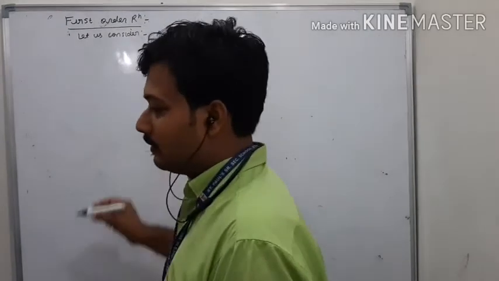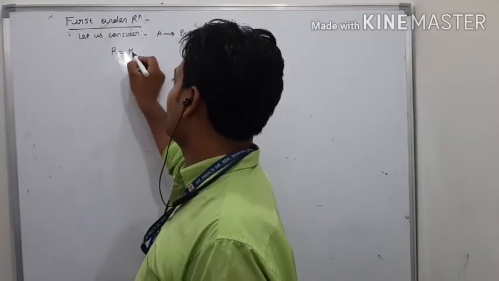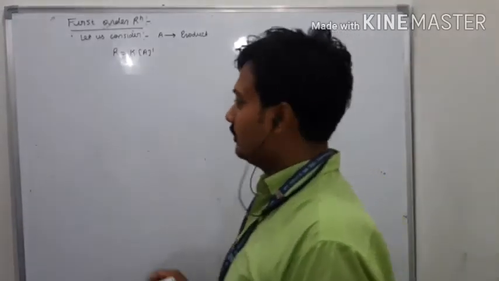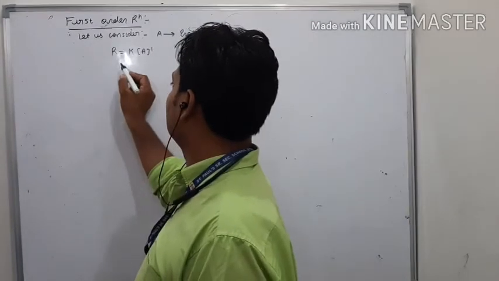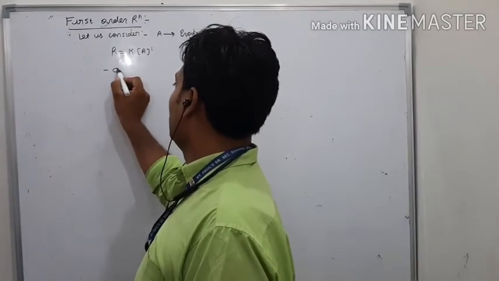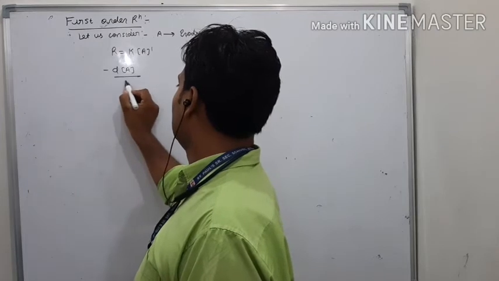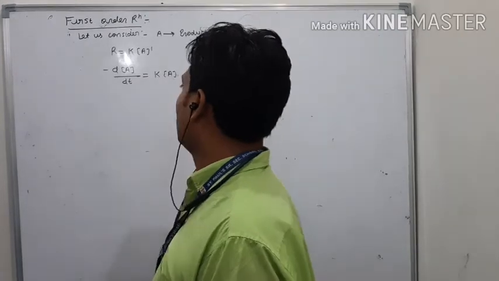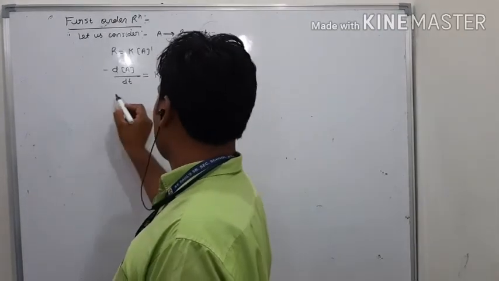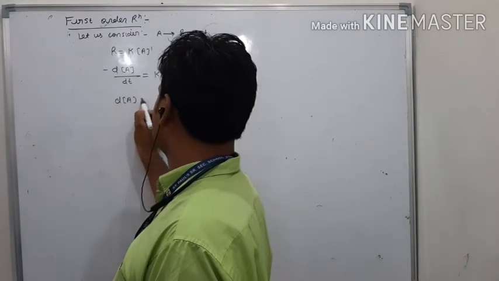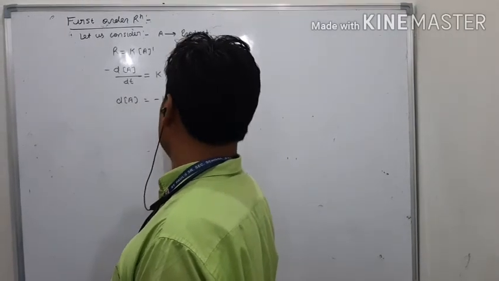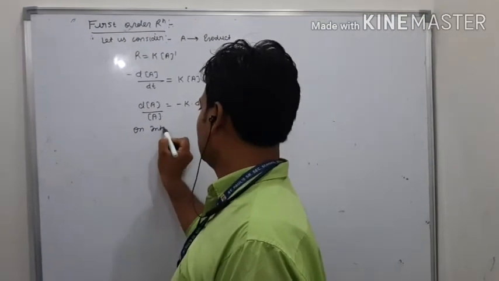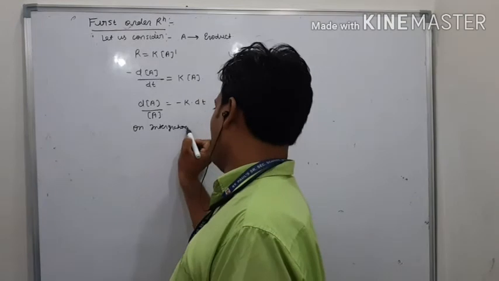So here we can write r is equal to k A to the power 1. Now in terms of a differential equation, minus dA upon dt is equal to k A. So here dA upon A is equal to minus k into dt. On integration of both sides.